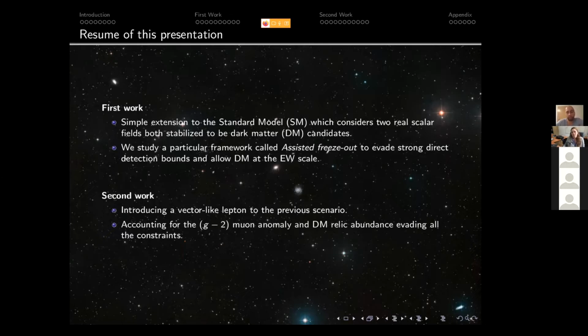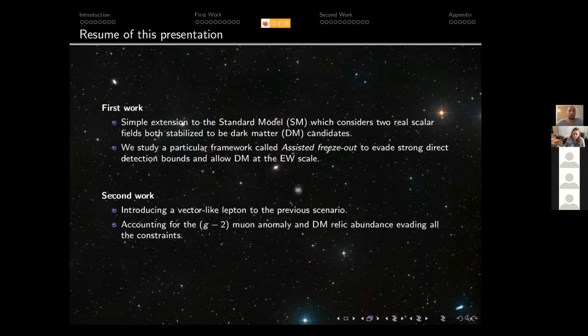So the summary of this presentation is basically this one. The first part is about a simple extension to the standard model of particle physics, in which we introduce two more real scalars, both gauge singlets, and both stabilized by two discrete symmetries, so they can become dark matter candidates. We focus on a particular scenario, which is called assisted freeze-out, with the goal to look for dark matter at the electroweak scale, evading the most stringent direct detection constraints.